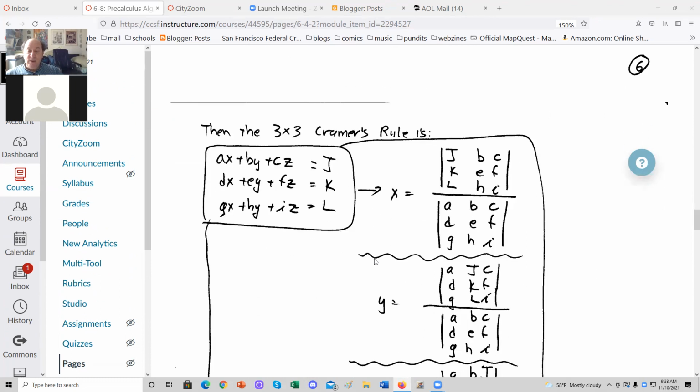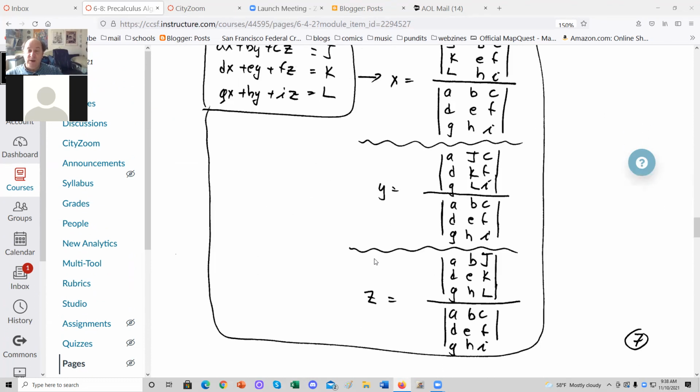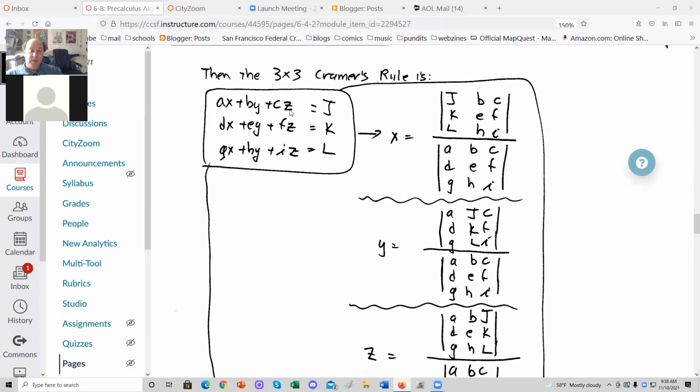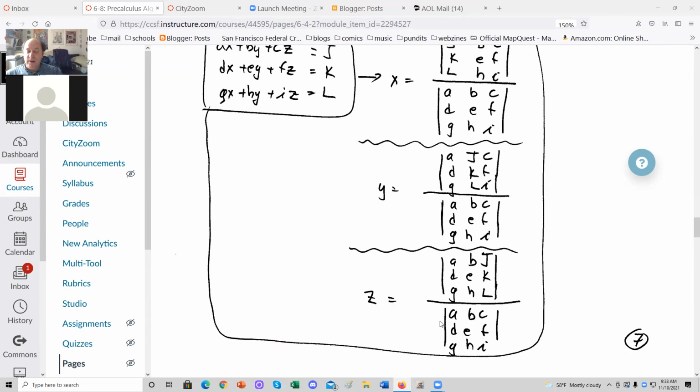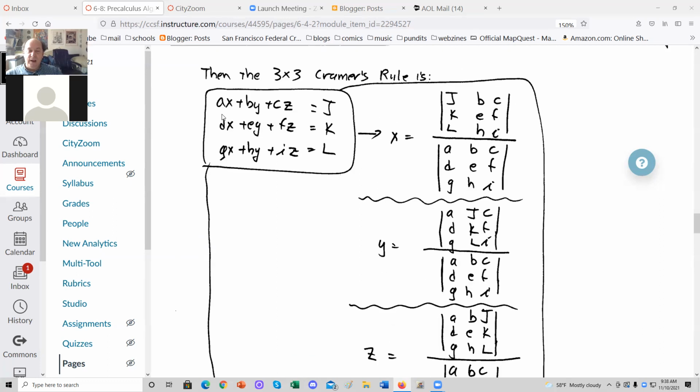So then the 3 by 3 Cramer's rule is a lot like the 2 by 2 Cramer's rule. We have AX plus BY plus CZ equals J, DX plus EY plus FZ equals K, GX plus HY plus IZ equals L. For X, Y, and Z, put the A, B, C, D, E, F, G, H, I determinant in the denominator. For X, the first variable, we put J, K, L in the first column. For Y, we put J, K, L in the second column. And for Z, we put J, K, L in the third column. And the answers are the ratios of the determinants.